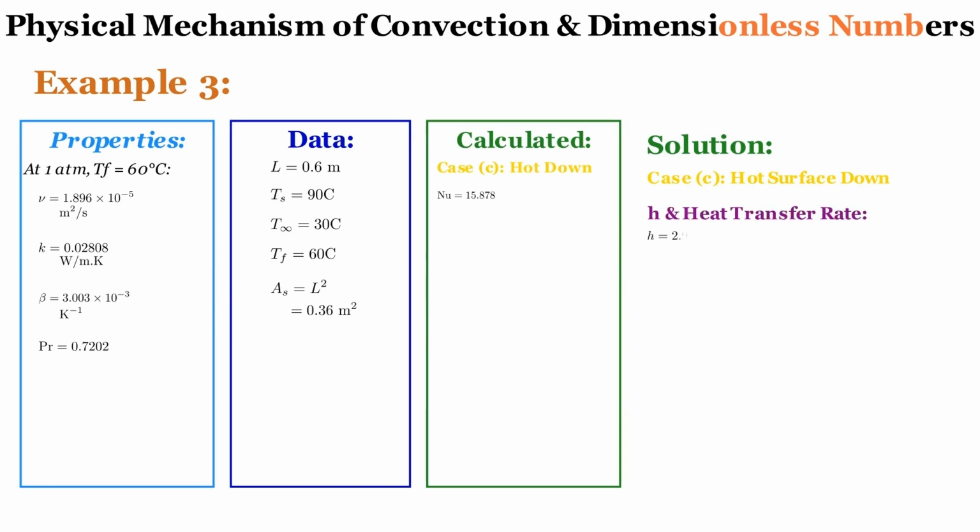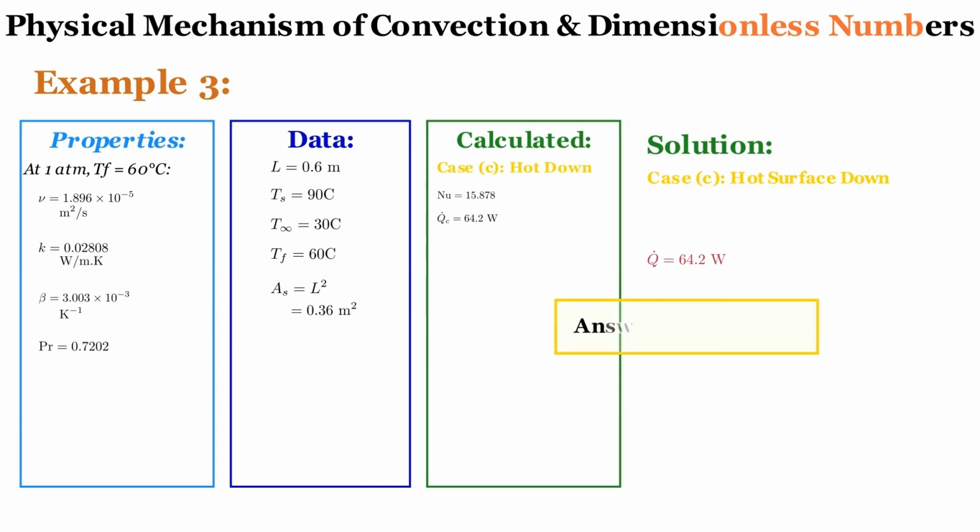Final calculation, h and Q dot. h equals 2.9724 watts per square meter Kelvin, the lowest of all three cases, and Q dot equals 64.2 watts. This is the minimum heat transfer rate. And there's our final answer. Hot surface down, 64.2 watts, the lowest of all three orientations. Excellent work, everyone. Let me summarize.